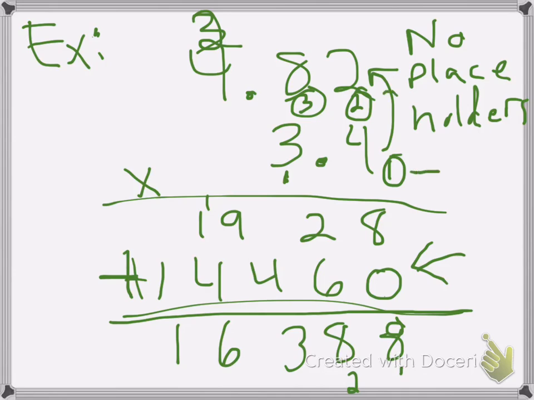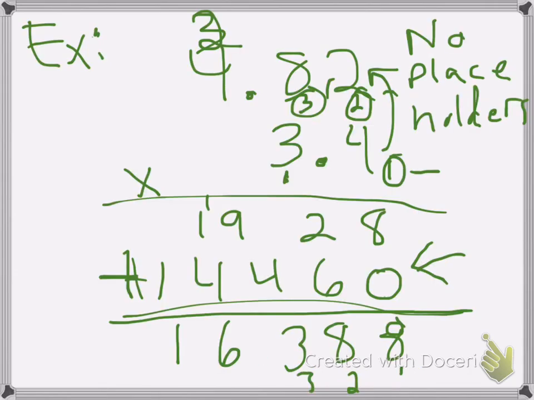Then our third step is to count how many decimals we had. There's 1, 2, and 3. And so in our answer, we need to count the 1, 2, and 3 and put our decimal. That is the only difference between regular multiplication and multiplying with decimals: you count 1, 2, and 3 in your answer and place your decimal.